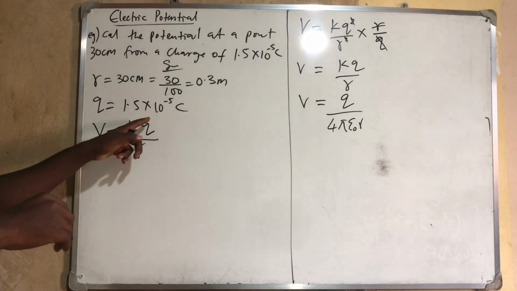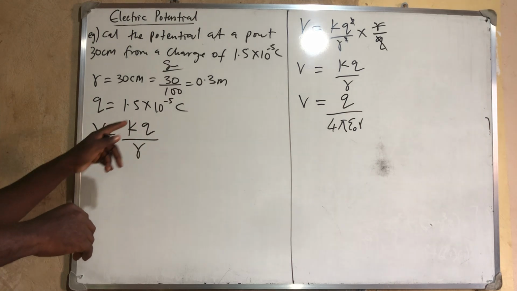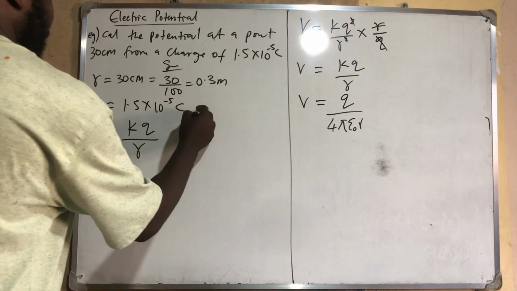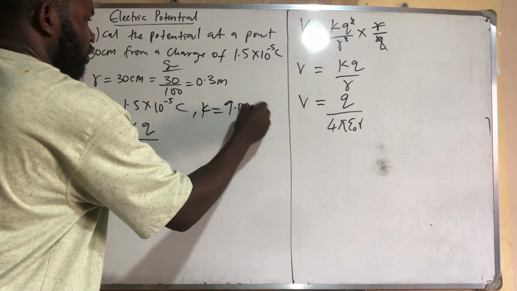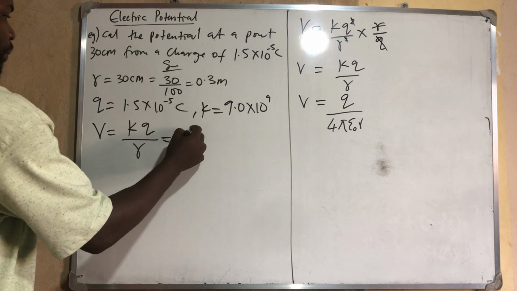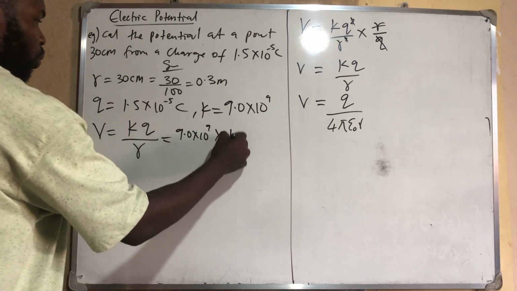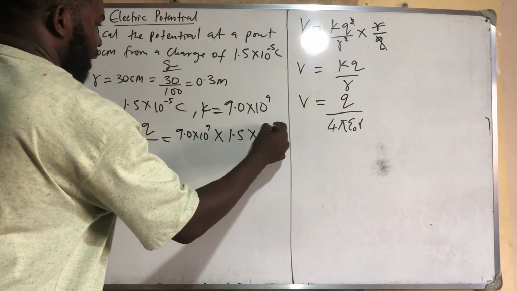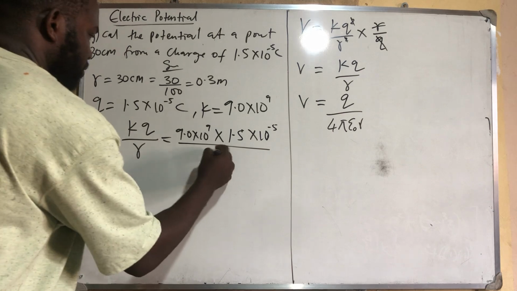Don't forget that here is supposed to be squared, but in potential difference, there is no square. If it is force, it will not be squared. So don't forget that your K is always a constant, 9.0 times 10 raised to power 9. Times my Q, which is 1.5 times 10 raised to power minus 5, then divided by your R. What is your R? 0.3.